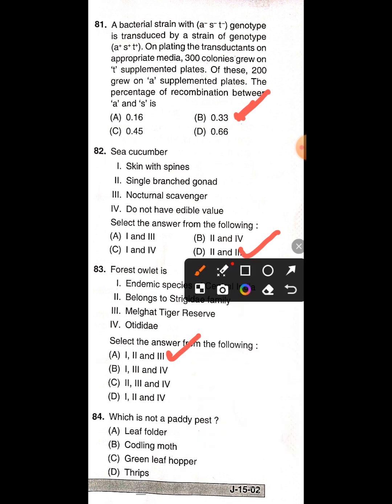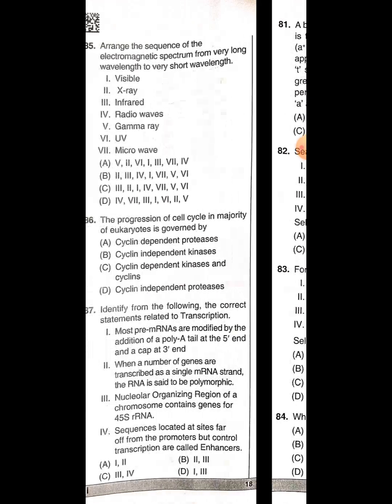Which is not a paddy pest? Options are leaf folder, codling moth, green leaf hopper, thrips. For this, the correct answer is codling moth is not a paddy pest. Let's see the next question.